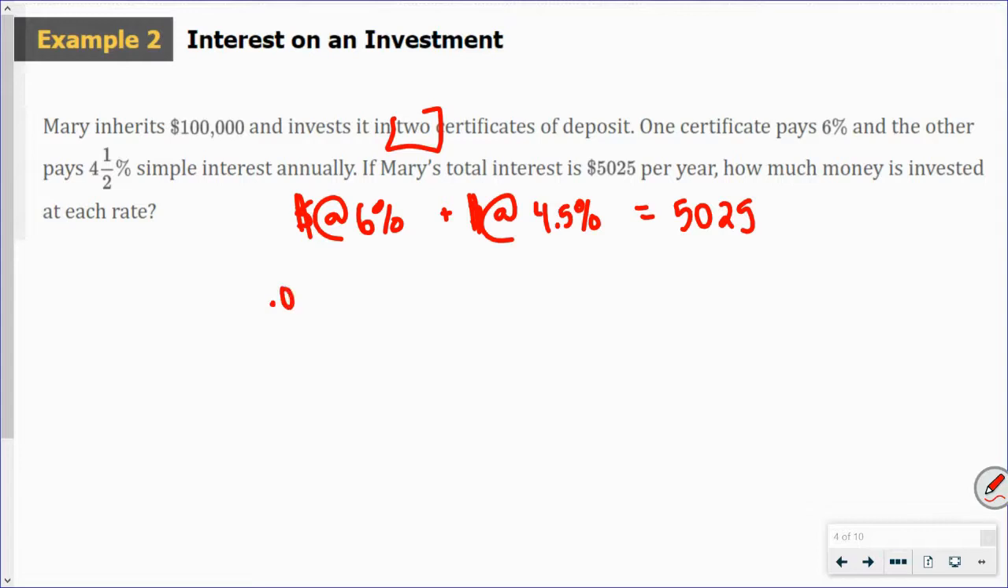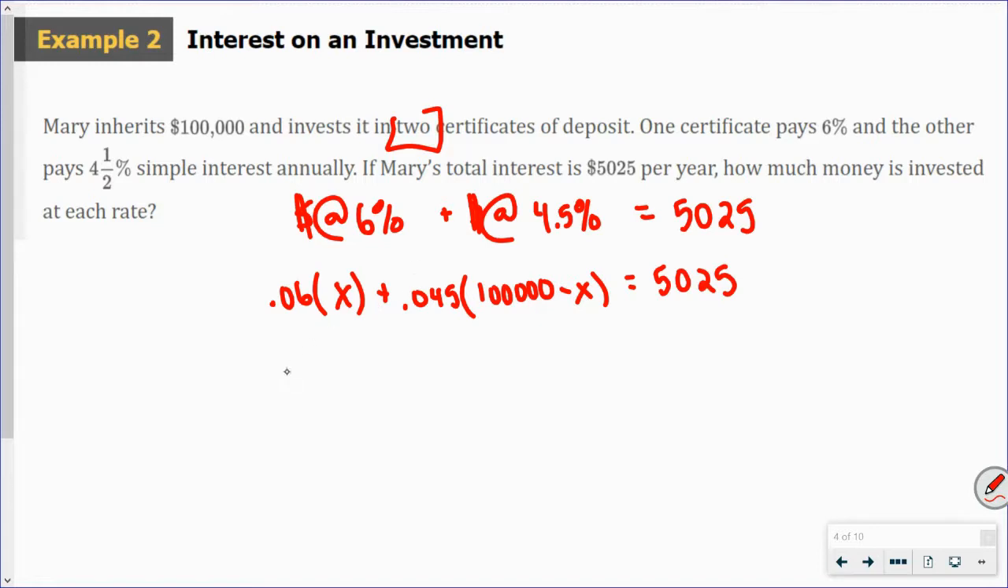So I have 0.06 times some number amount, however many dollars we're putting in there, plus 0.045 times. Now she has a total of 100,000. She already spent x. So over here, it's 100,000 minus x, minus whatever she spent over there, equals 5,025. Okay. So now all we have to do is solve this.